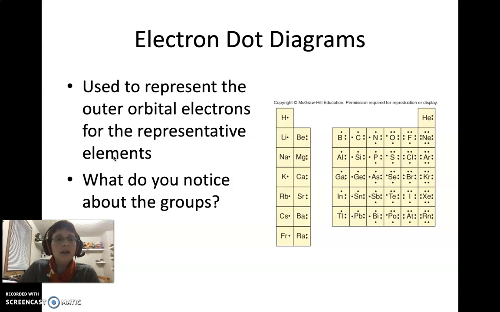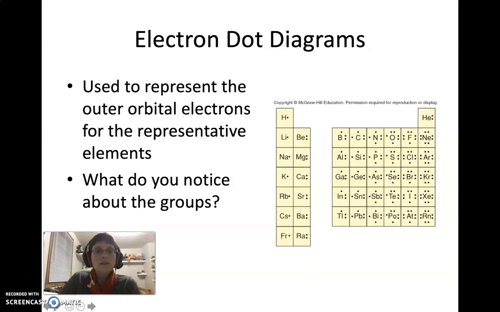So then the next thing to look at before we get into chapter 9 is, how do we represent those outer orbital electrons? How do we represent what we will see later are called valence electrons, the outermost electrons that are in that outermost layer? So we use electron dot diagrams. That way we don't have to draw all of the different shells. We only have to draw the outermost one.